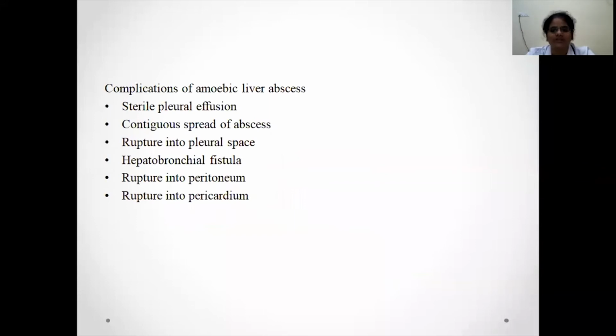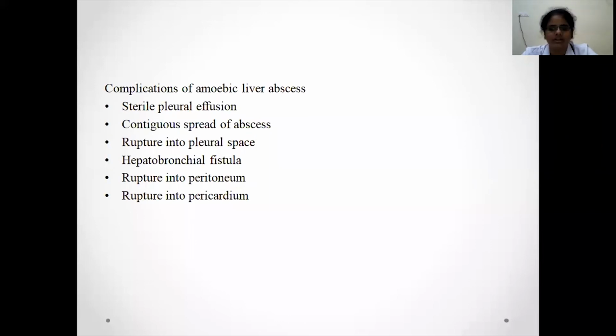What are the complications of amoebic liver abscess? It can cause a sterile pleural effusion, or contiguous spread of the abscess into the lung, or rupture into the pleural space, or it can cause a hepatobronchial fistula, or it can rupture into the peritoneum or into the pericardium. When it causes a hepatobronchial fistula, the necrotic material can be coughed up with the sputum, and when the sputum is examined, you can see the trophozoites.